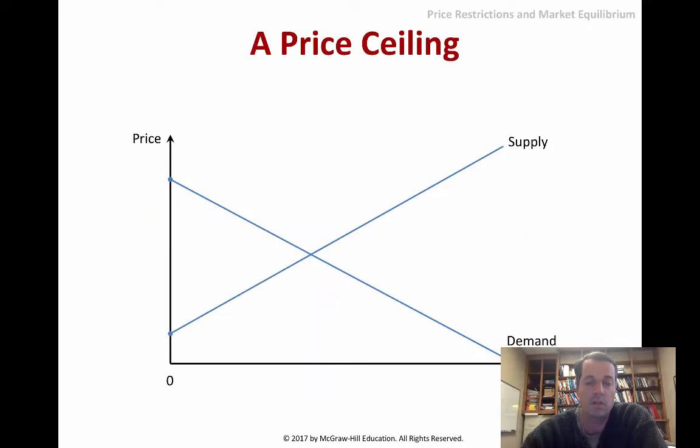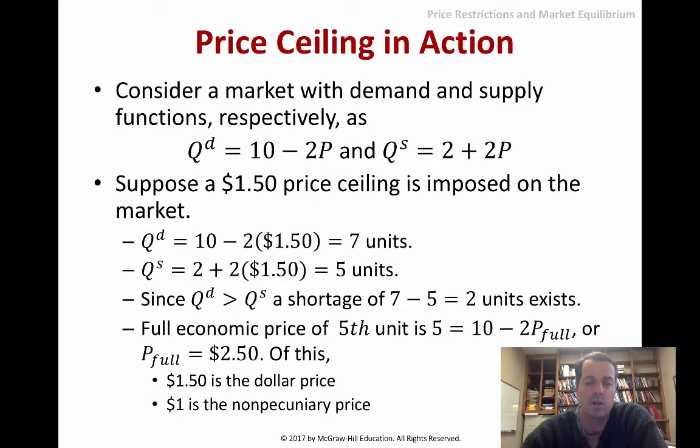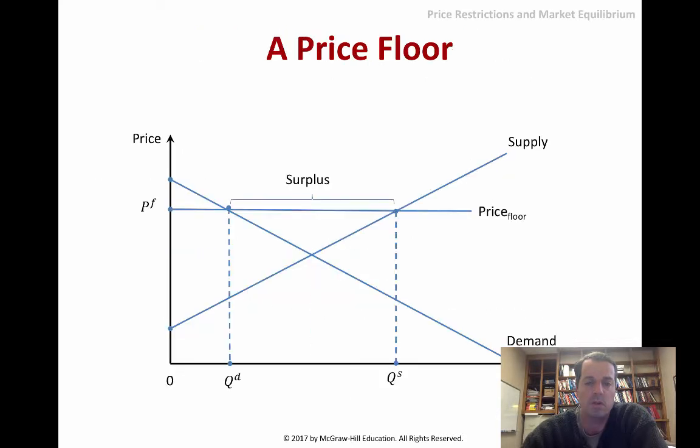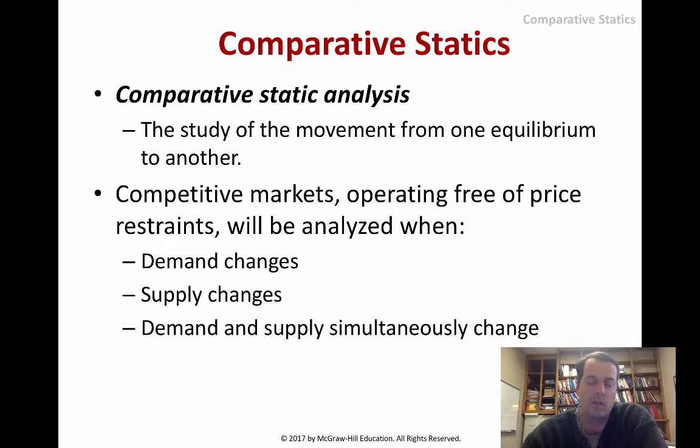So I already mentioned that price ceiling. The book covers this in detail, so I don't want to take too much more time going through the details. That was just some numerical examples of how to solve for how much that surplus or shortage is.